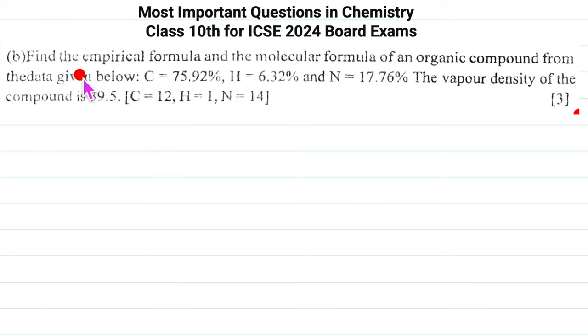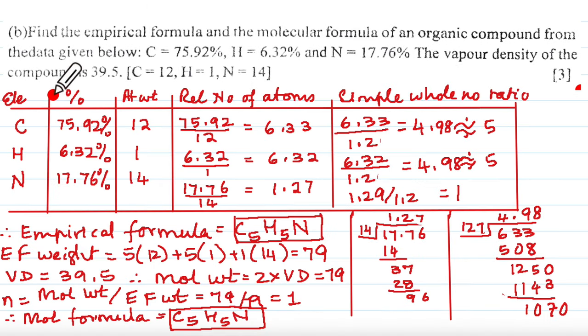Okay, let's look at this question. Find the empirical formula and the molecular formula of an organic compound from the data given below. Carbon is 75.92%, hydrogen is 6.32%, nitrogen is 17.76%, and vapor density of the compound is 39.5, and these are the atomic weights given of carbon, hydrogen and nitrogen. We have to make the columns and then go for the calculations. I'll just tell you how this is to be done. Watch on. We make the columns here the way your teachers taught you or the way the book is telling you. We have the first column of elements.